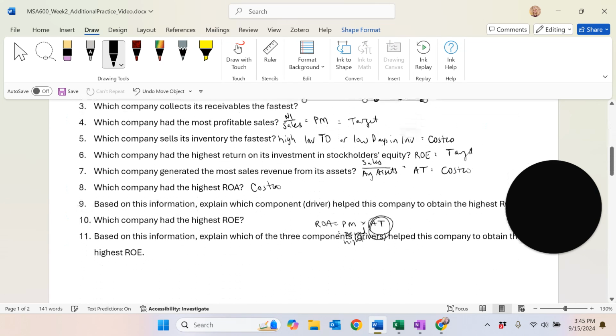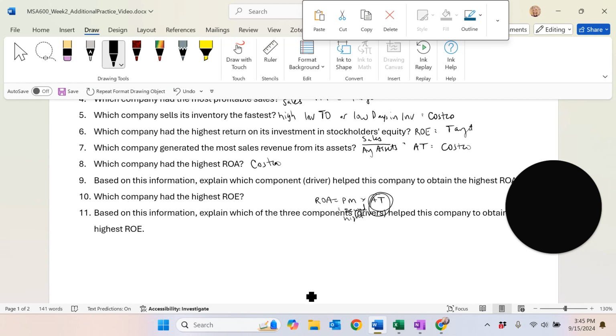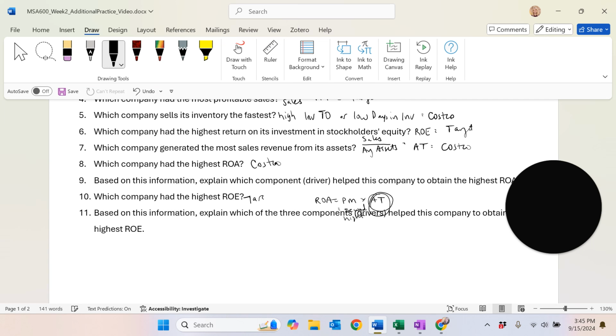Which company had the highest ROE? We said that that was Target with 34%. And then the next question is just asking us to explain that. Which of the drivers helped it to do this? Okay, so ROE is equal to the profit margin times asset turnover times the equity multiplier.